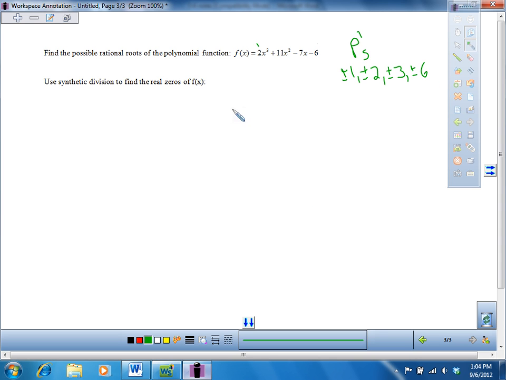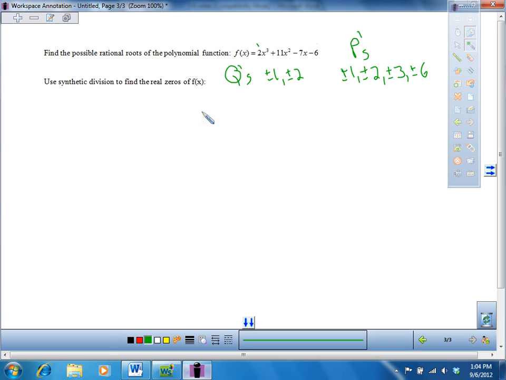Have you done this before? Yes. Maybe, maybe not. Your q's are all the factors of the coefficient of the highest degree term. So what are your q's? Plus or minus 1, plus or minus 2.